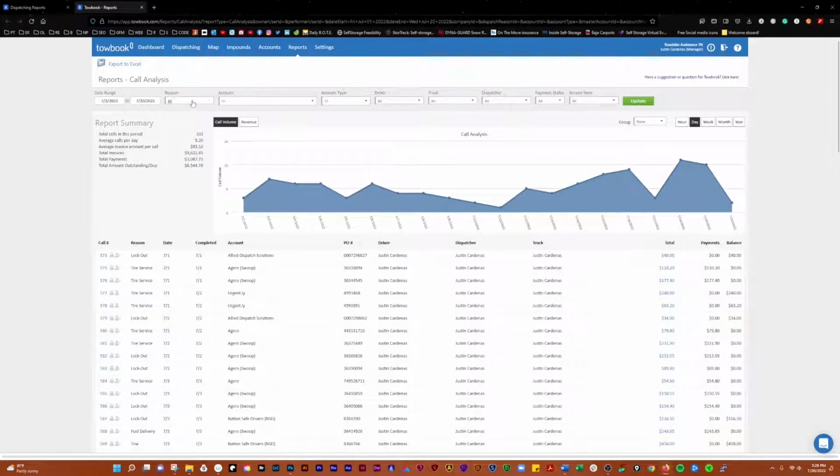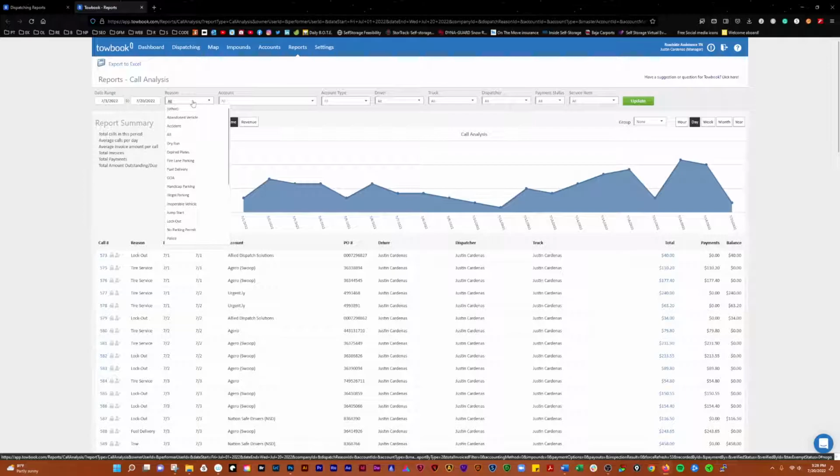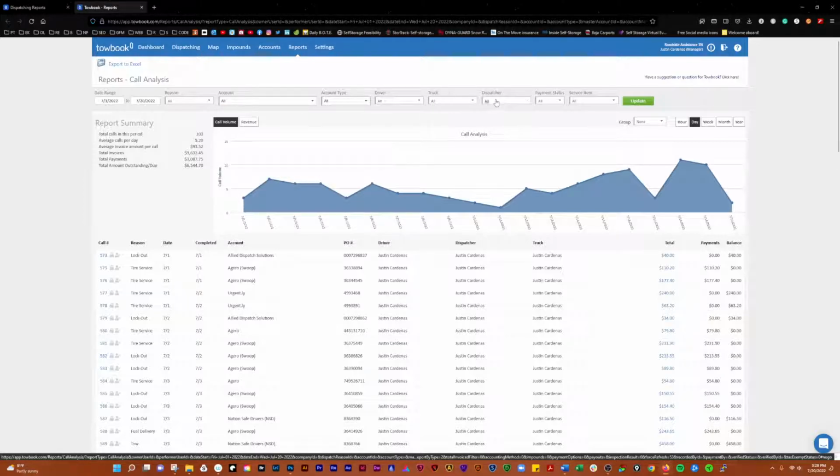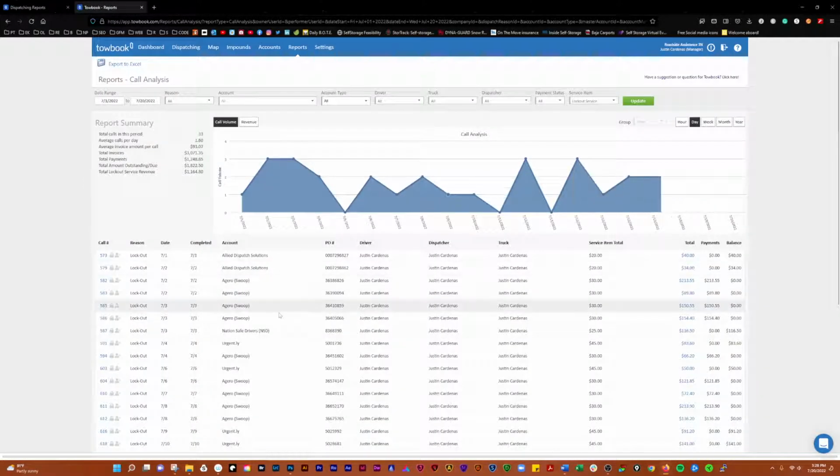You can also go by reasons and break those down. You can go by accounts and break it down. Account types, you can break it down by drivers, trucks, dispatchers, payment statuses, service items, whatever it is. Let's say, how many lockout services did we have during this month? We did 33 lockouts to date. And that's also for a total of 3,000. So our average lockout right now is $93.